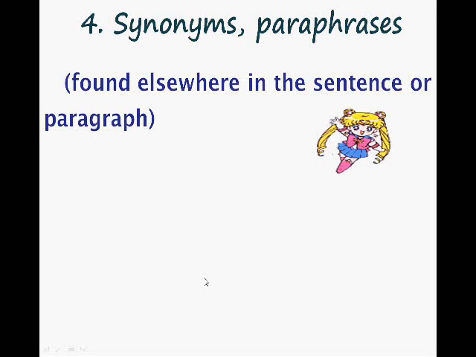Also, another context clue is the use of synonyms or paraphrases. Synonyms are words with the same meaning. You can find the word which you don't understand, and they give you another word or two which gives the same meaning. We call that synonyms, or paraphrases. It's like using the same word in another way. We call that paraphrasing, or the same idea restated in another way. And of course, when we have synonyms, they're always found elsewhere in the sentence or the paragraph. So it's important that we look carefully at the sentence or the paragraph.